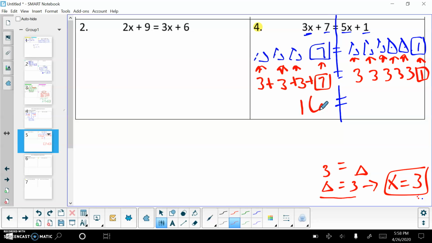Now I'm going to go to the right side. 3 plus 3 is 6. 6 plus 3 is 9. 9 plus 3 is 12. 12 plus 3 is 15. And 15 plus 1 is, yay, 16. So it balances. I've got 16 on both sides. That means that this x equals 3 was my answer. I got it correct because it balanced on both sides.